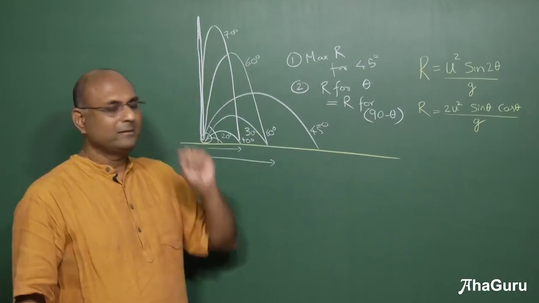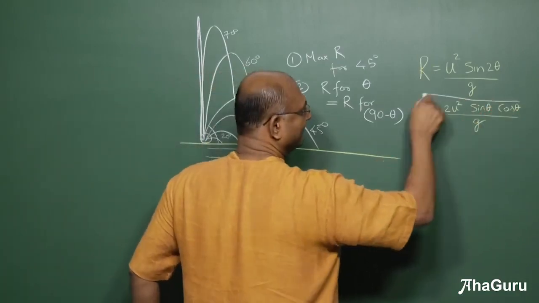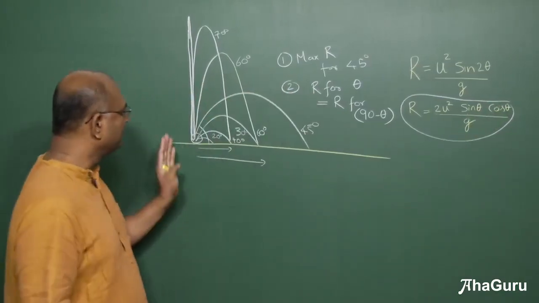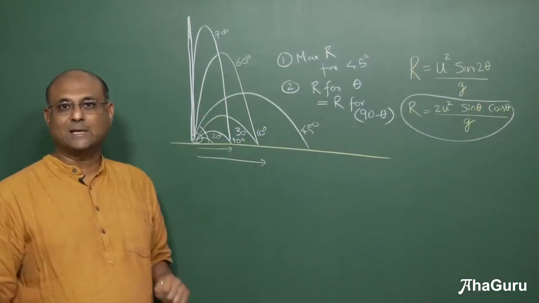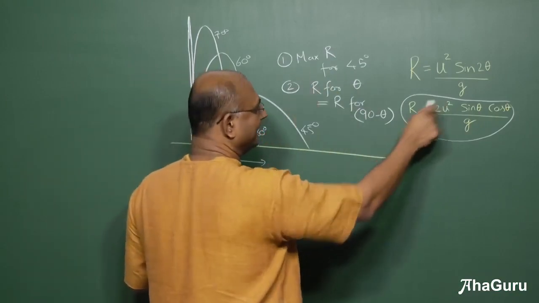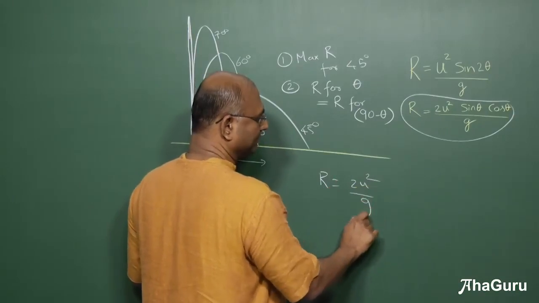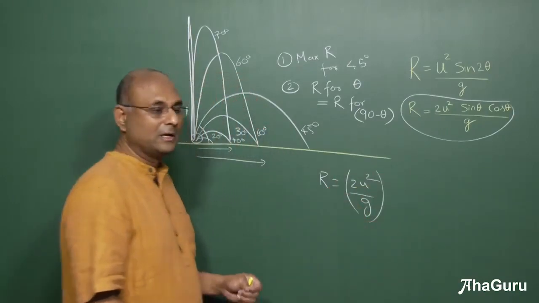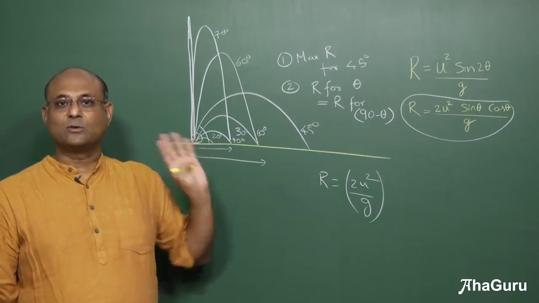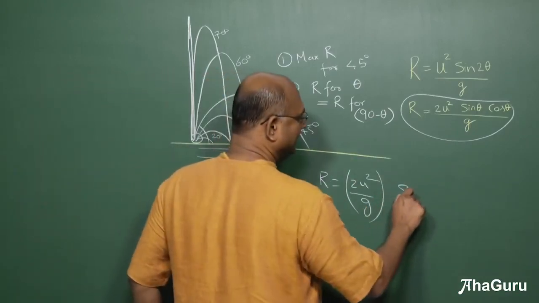Let us see why both of these are valid. So let us look at the range formula. So I have just told you that is the situation by just showing you a few examples, right? But if I look at the range formula, you can see that the range has a 2u square by g. Now, u is constant, g is constant, 2 is constant, this is constant. So for everybody, this is constant. Now let us look at sine theta, cos theta.